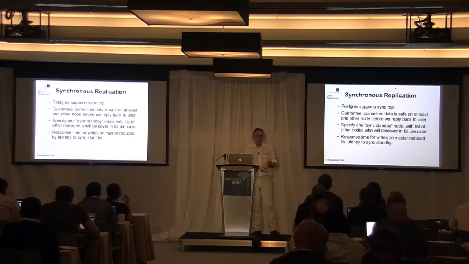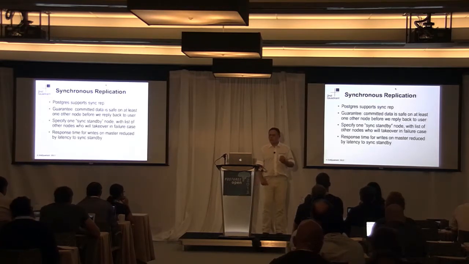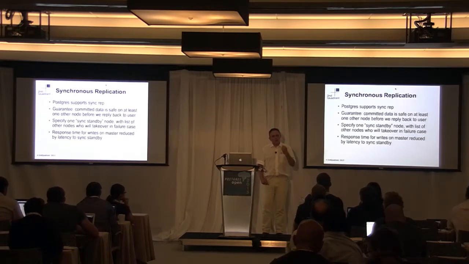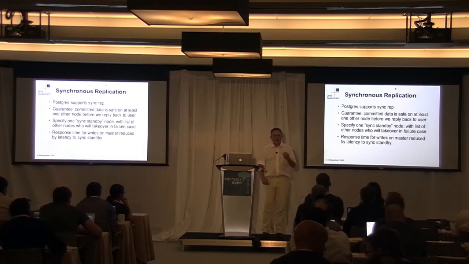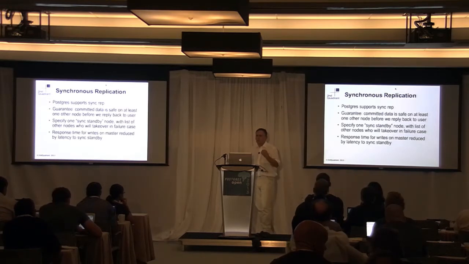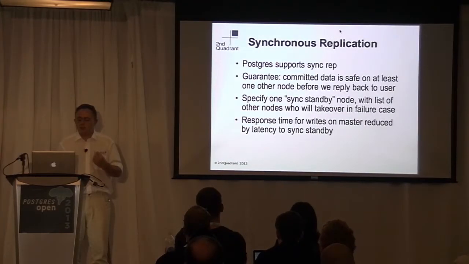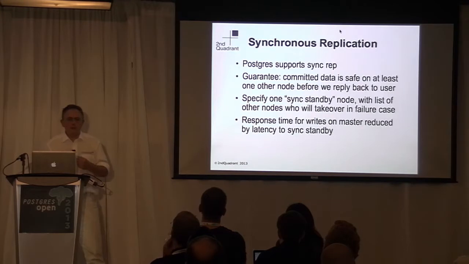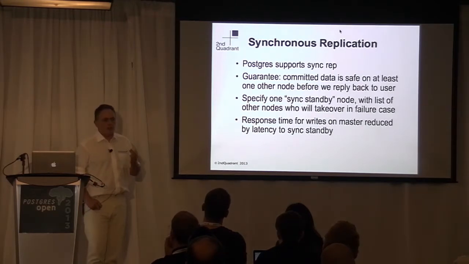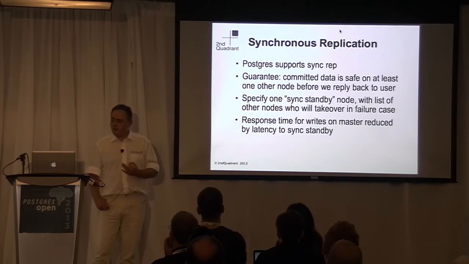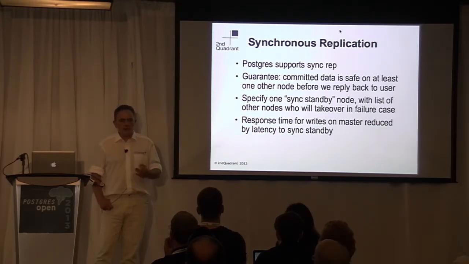Synchronous replication is very important because it gives us the possibility of getting 0 data loss. But we need to understand exactly how that works and what the guarantees actually mean, because there is substantial misunderstanding about how this works. The guarantee that we give is that committed data is safe on at least one other node before we reply back to the user. So if you've got 7 standbys, when you set up sync rep, we're nominating one of them to be what we call the sync standby. There's only ever one sync standby at any one time.